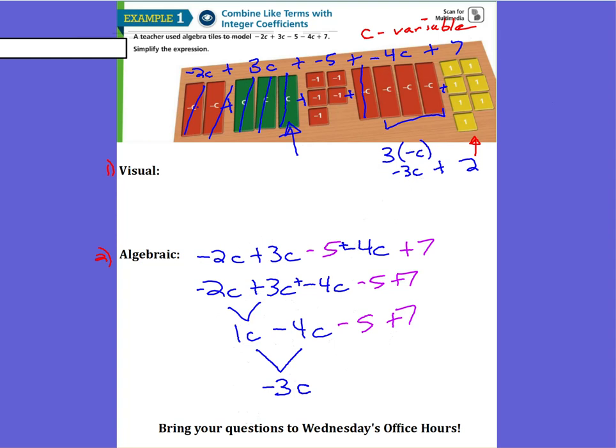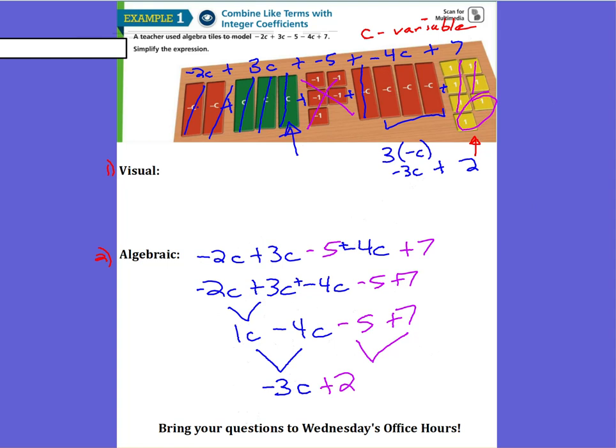And now we just do the same thing with the constants. Well, -5 plus 7, that's an operation I can do. I can just evaluate that. -5 plus 7 is of course plus 2. And that's the exact same thing as canceling out 5 negatives with 5 positives over here. We're just left with plus 2.